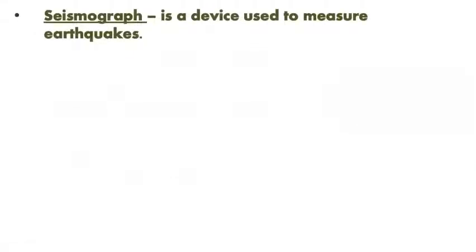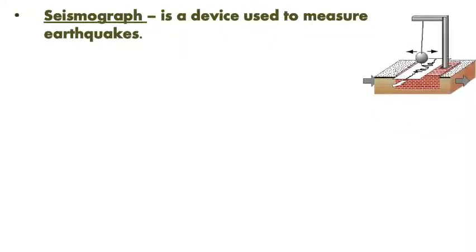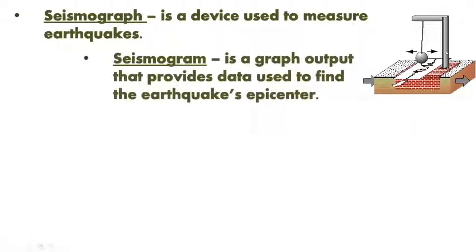Moving forward, let me give you another key concept. When we talk about seismograph, it is a device used to measure earthquakes, as you may see in the picture. When there is a sudden movement or trembling, this ball moves. And then it will provide you a graph. This graph is what we refer to as seismogram. It is a graph output that provides data used to find the earthquake's epicenter.